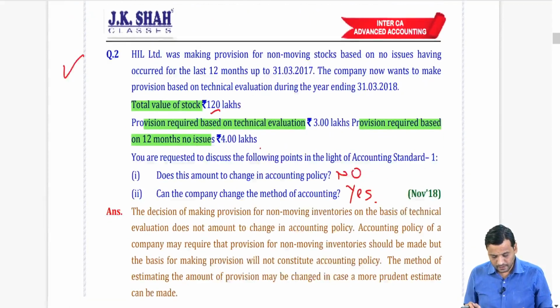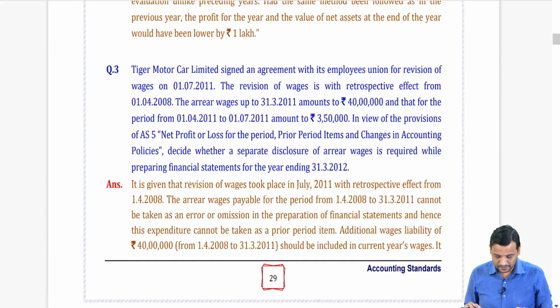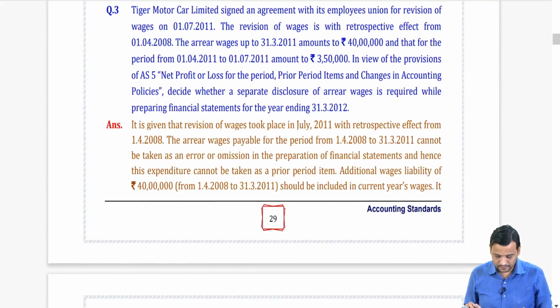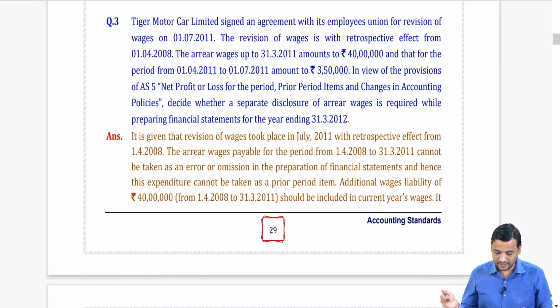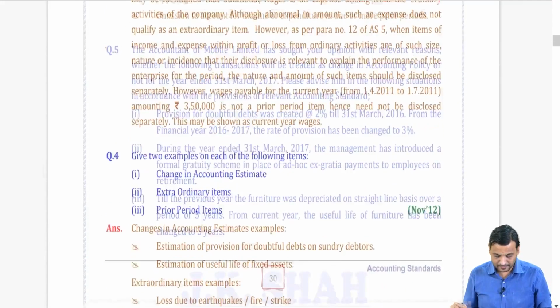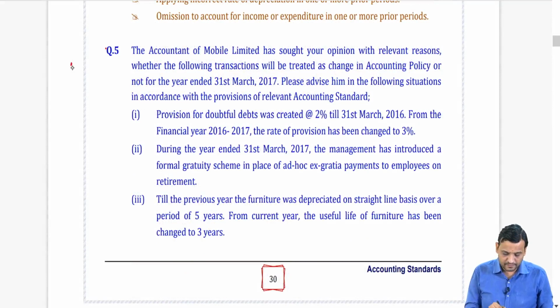So, question number 2 of past paper. The same question number 3 is already done by us in classwork section, that there is arrears of wages, which is not a prior period item. Let us do question number 5.